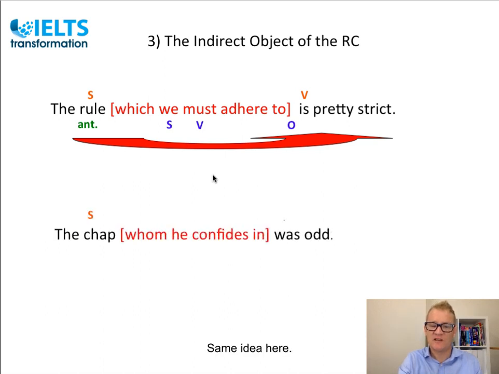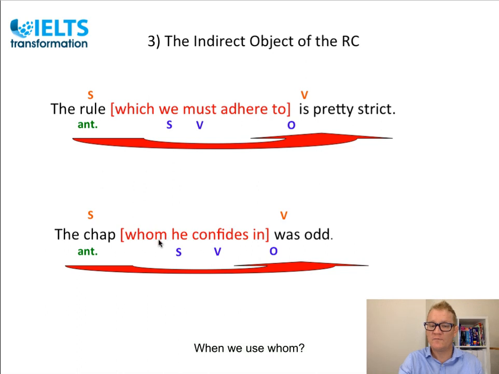Same idea here. The chap whom he confides in was odd. The chap was odd. Odd means strange. Chap means man. The chap is the antecedent. He confides in the chap.